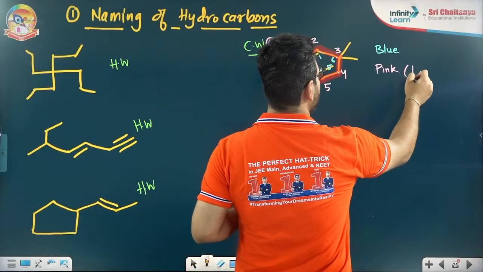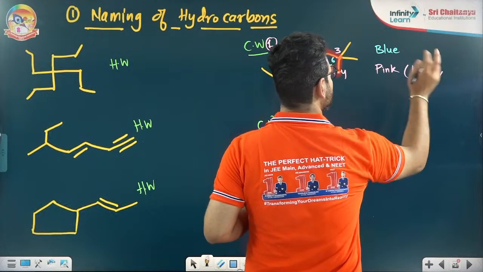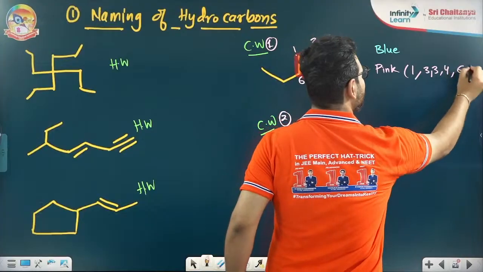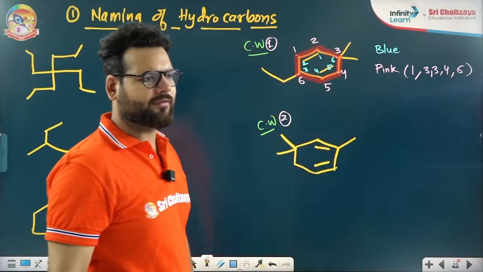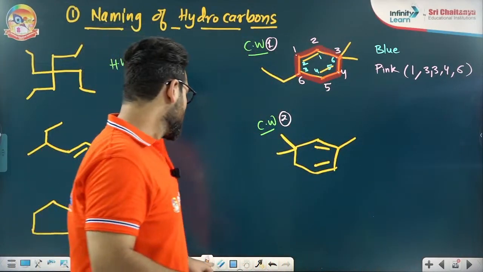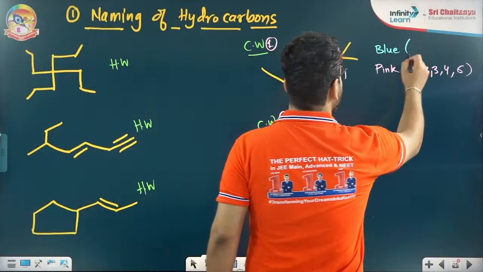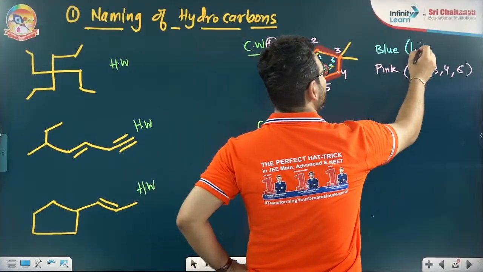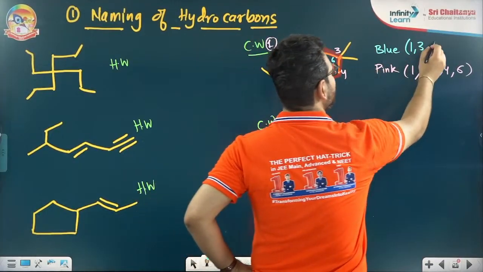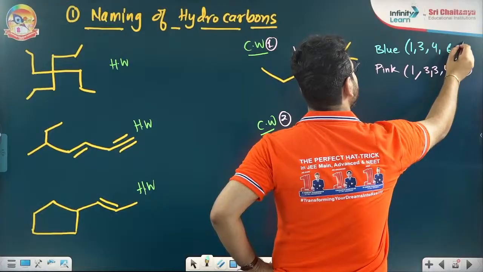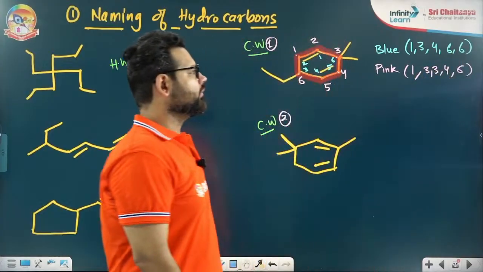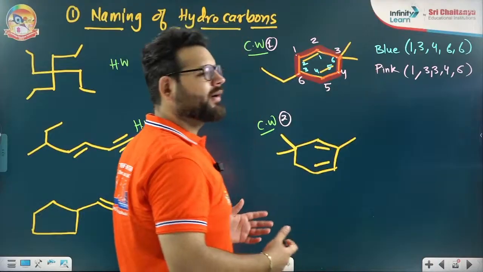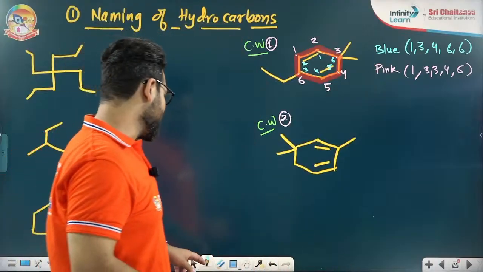1 alkene, 3,3 methyls, 2 methyls, 4th another alkene and 6th ethyl. These are the locants. For the blue, the locants are coming: 1 alkene, 3 ethyl, 4 alkene and 6,6 dimethyl. So I have the house number 13466 and I have the house number 13346. So obviously the pink one is better.